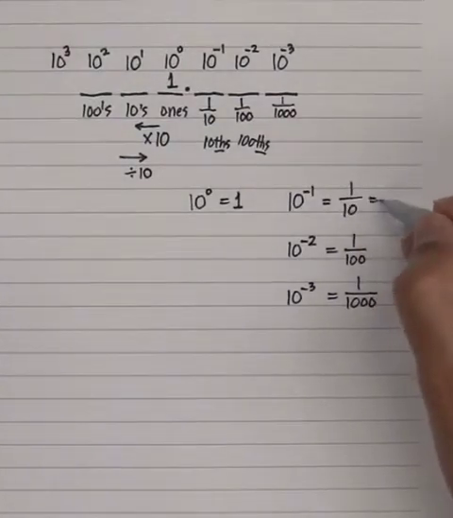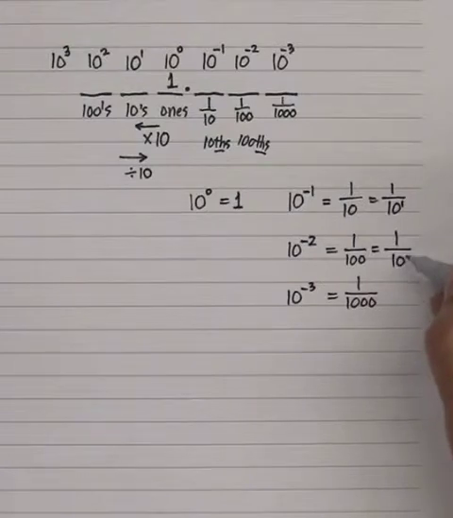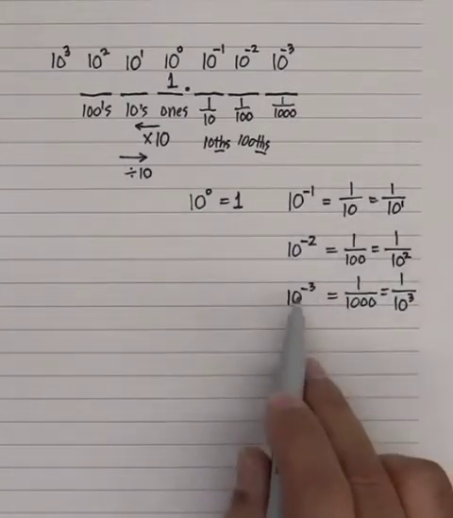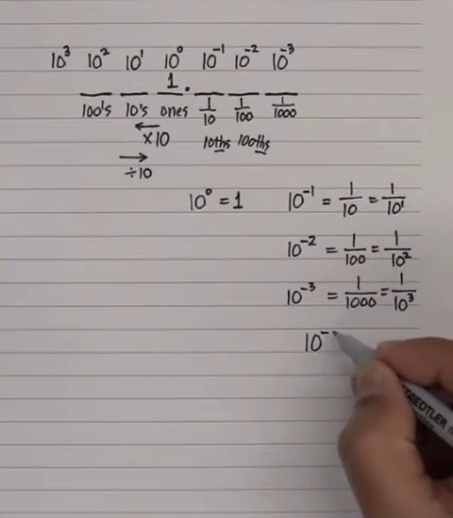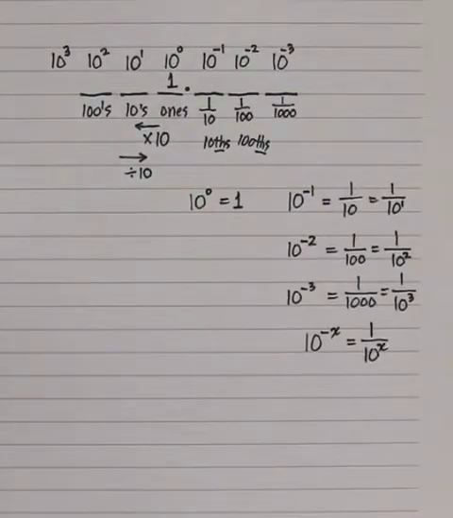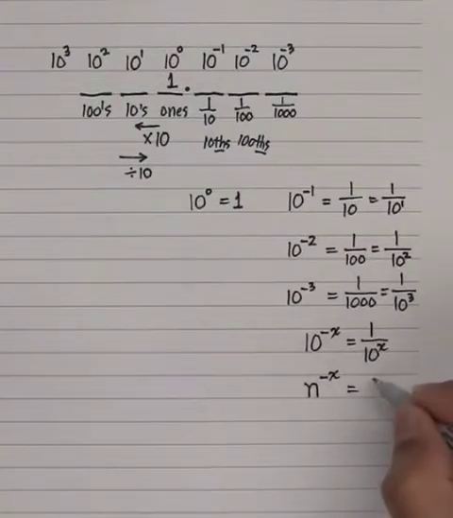And these can be written as 1 divided by 10 to the 1. This can be written as 1 divided by 10 to the second power. And this can be written as 1 divided by 10 to the third power. So this property that's happening right here can be summarized as 10 to the minus x is the same as 1 over 10 to the x. And more generalized even, any number to a negative power is the same as 1 over that number to the positive power.